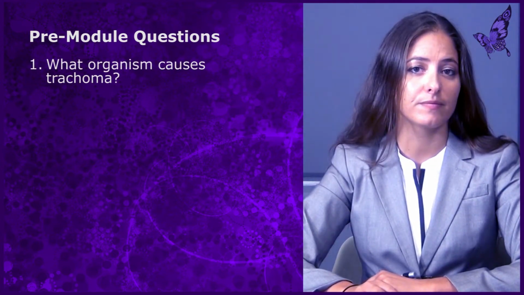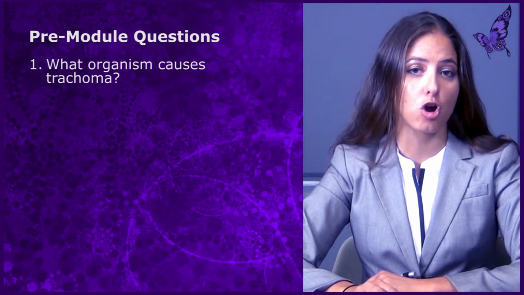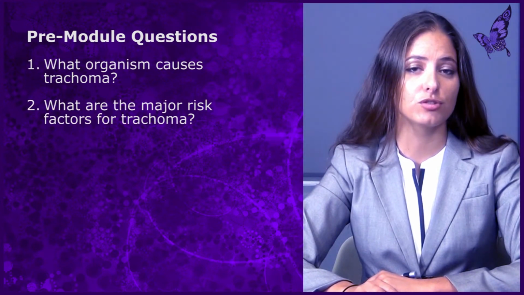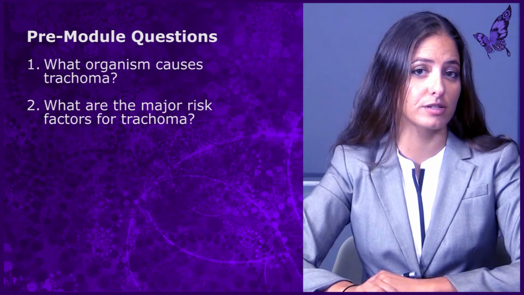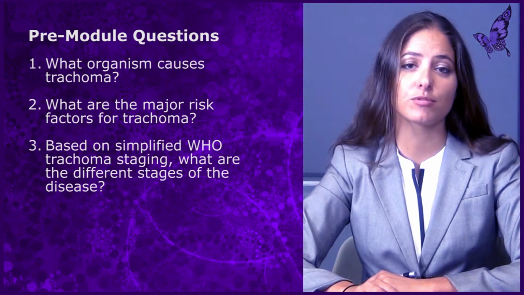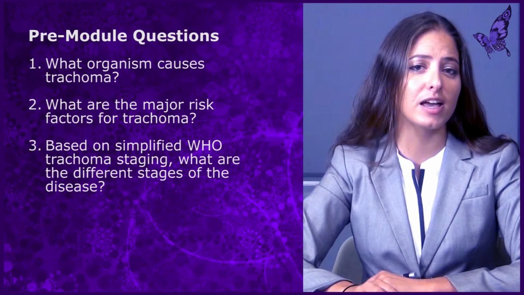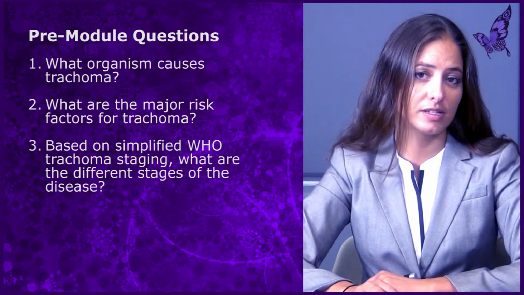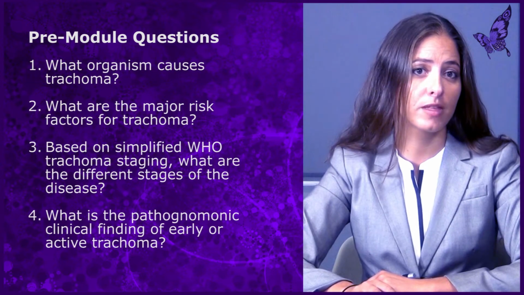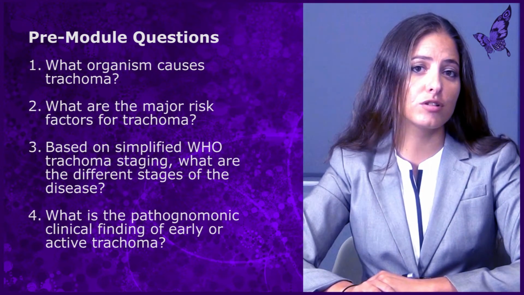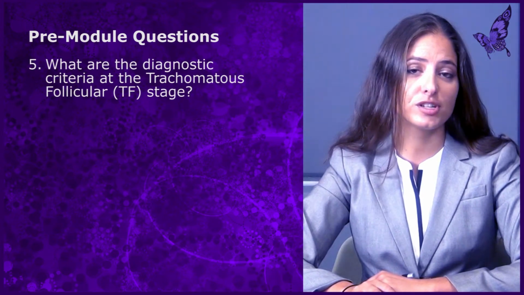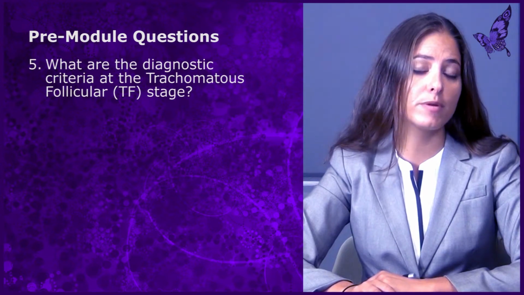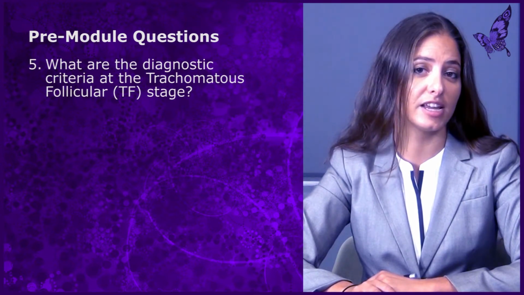Question number 1. What organism causes trachoma? Question number 2. What are the major risk factors for trachoma? Question number 3. Based on simplified WHO trachoma staging, what are the different stages of the disease? Question number 4. What is a pathognomonic clinical finding of early or active trachoma? Question number 5. What are the diagnostic criteria at the trachomatous follicular or TF stage?